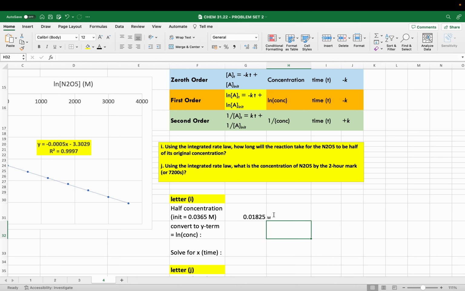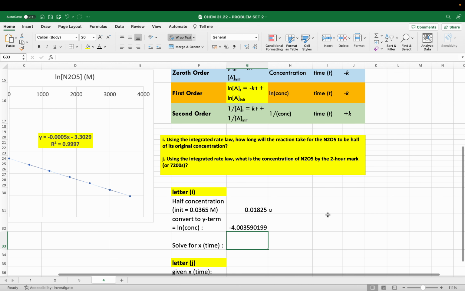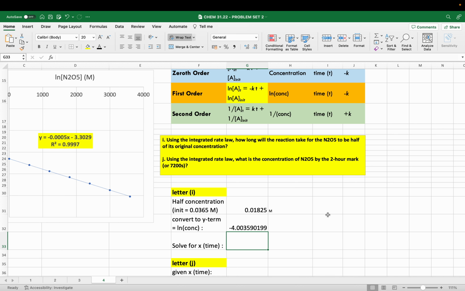Now, to be able to use the integrated rate law for a first order reactant, we need to remember that it's actually the ln of the concentration against time that we plot. So we have to convert this concentration to an acceptable y term. So that will be ln of this value above. And with that, we can plug this value in as the y, and we're going to solve for x, which is the time it will take for us to reach this concentration, which is half of the original.